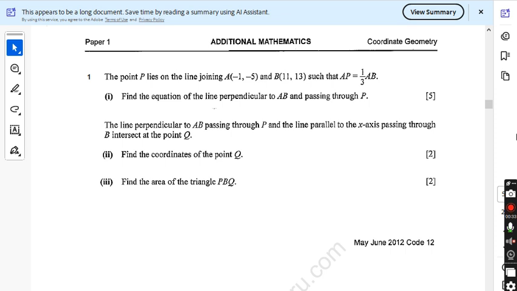Students, in the last lecture we completed the past papers on factor and remainder theorem. Today we are going to start the past papers of coordinate geometry and we will start from 2012. I am starting with question number 1 which appeared in May-June 2012 paper 1-2.